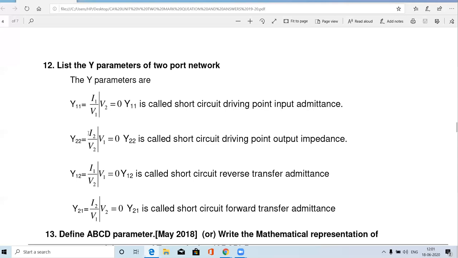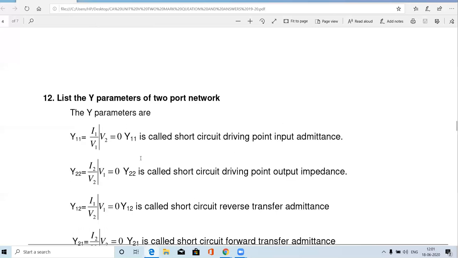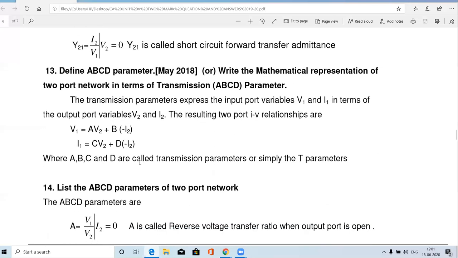Similarly, Y22 means I2 by V2, which is the driving point output admittance. So it's not an impedance, it's an admittance. Then Y12 is I1 by V2, the short circuit reverse transfer admittance. Y21 is I2 by V1, the short circuit forward transfer admittance. So these are all the Y parameters of the two-port network.